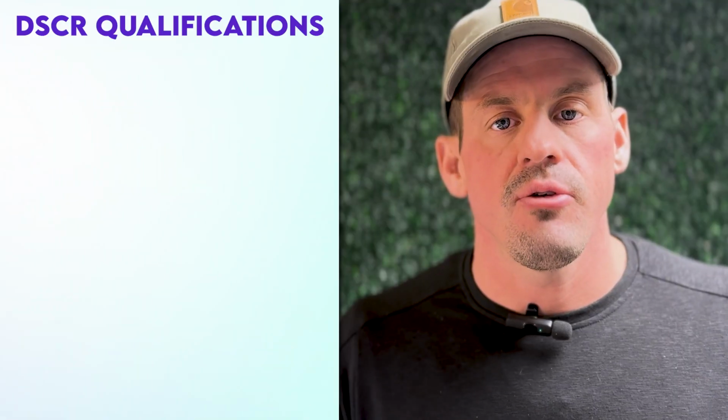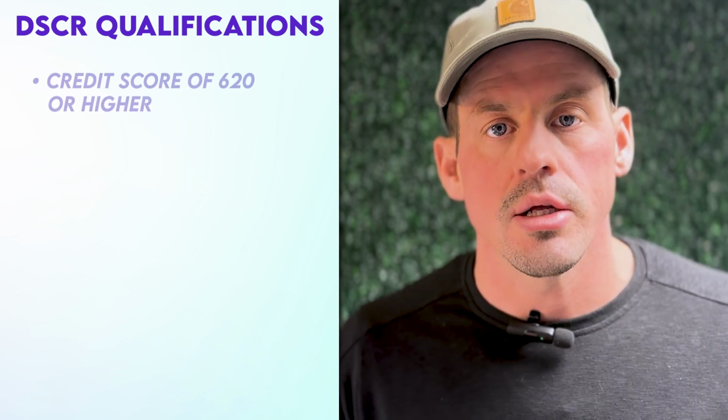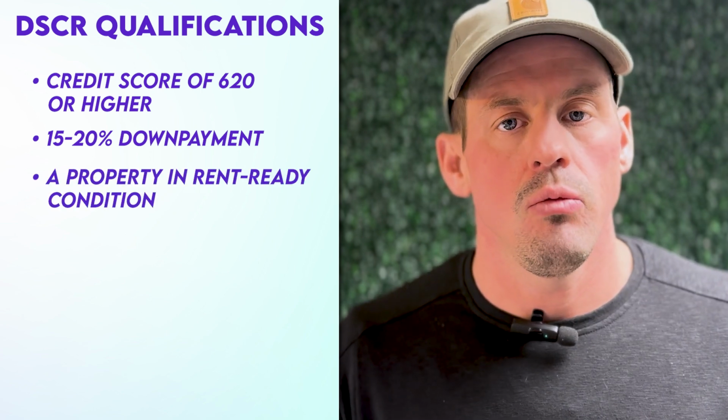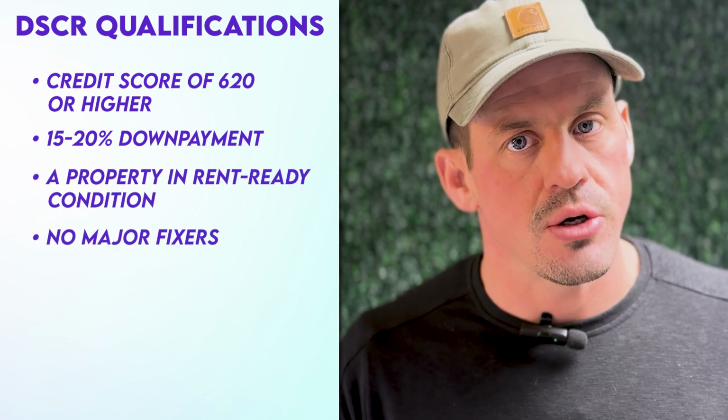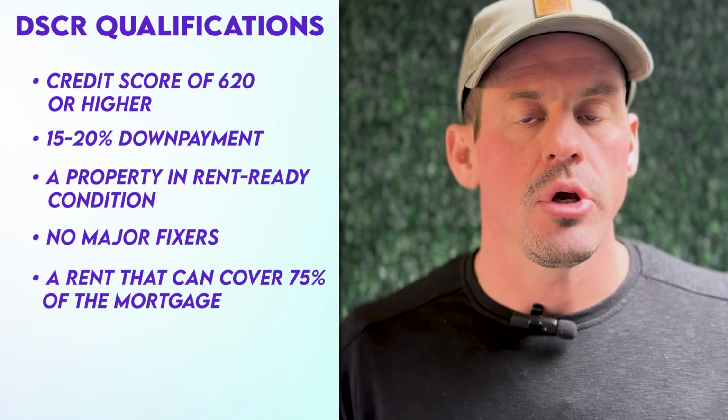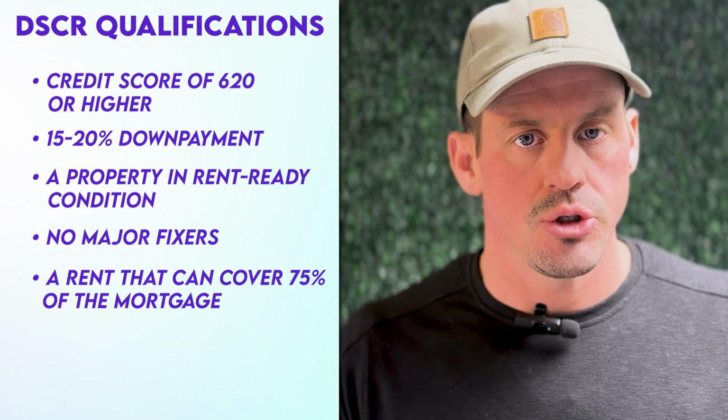All right, to qualify for a DSCR loan, you typically need a credit score of 620 or higher, 15 to 20% down, a property in good rent-ready condition, no major fixers, and lastly, rent that's going to cover at least 75% of the mortgage. And remember, you can use short-term rental in some cases, which will juice up your ratio.